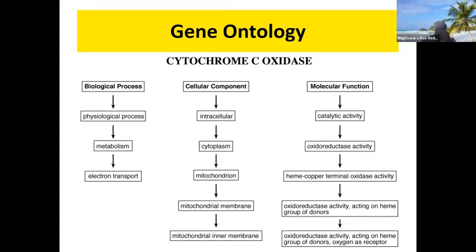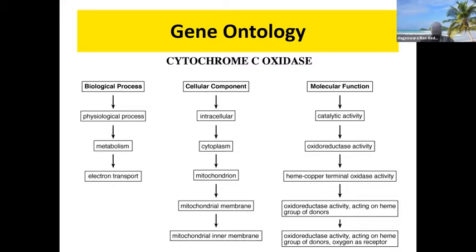Okay, and then what does it do? This physiological process is actually linked to metabolism. Okay, and at what metabolism is this cytochrome C oxidase participating? This is actually participating in electron transport. Okay, so the biological process for cytochrome C oxidase is nothing but electron transport. So this is the hierarchy. So electron transport is a part of metabolism, and that is part of the physiological process, and that overall is related to biological process.